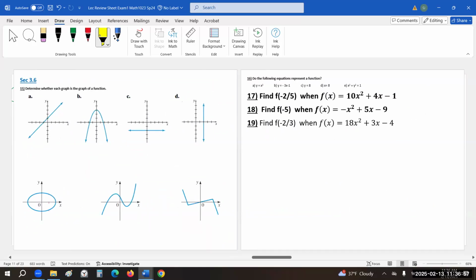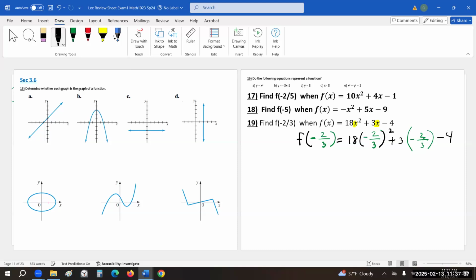One of these. Let's do a fraction. Let's say the last one. They gave us f of x is this. They want us to find f of negative 2/3. So you're going to substitute every x you see with the number. So 18 times negative 2/3 squared plus 3 times negative 2/3 and then minus 4.